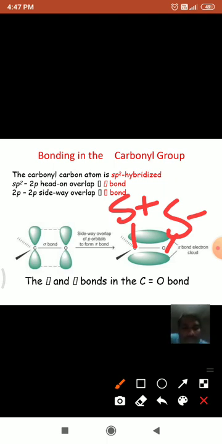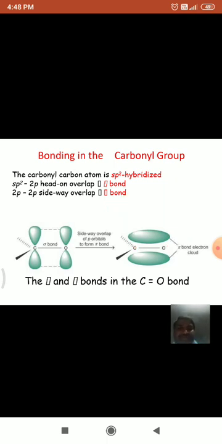Due to the partial positive charge on the carbonyl carbon, it can be easily attacked by nucleophiles. Hence, aldehydes and ketones undergo nucleophilic reactions, that is, nucleophilic addition reactions. Aldehydes and ketones undergo nucleophilic addition reactions due to the high electronegativity of oxygen.